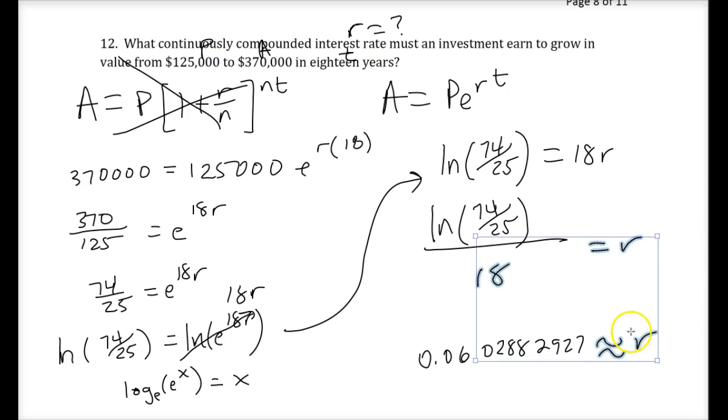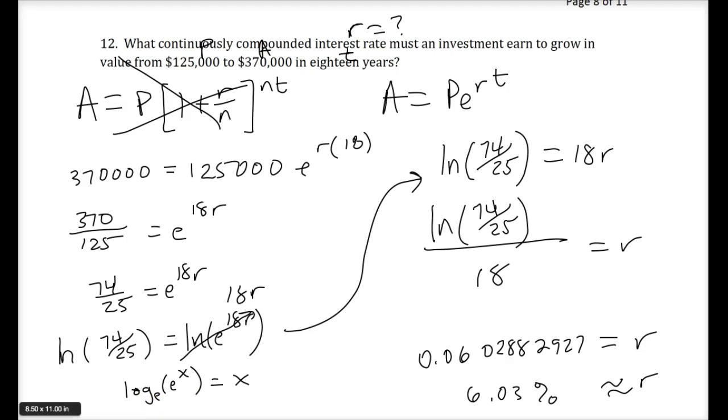So even though this is an approximation, this is what the calculator actually gave me. And if we approximate that in terms of percent, this is going to be about 6.03%. So we know over that 18-year period, to have your money of 125,000 go to 370,000, that would be about a little over a 6% return over that 18-year period. All right, so let's move on to the next question.